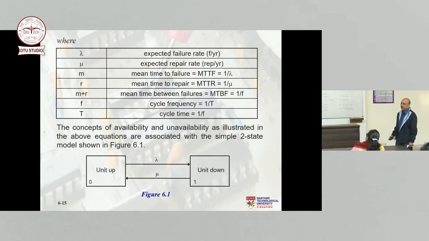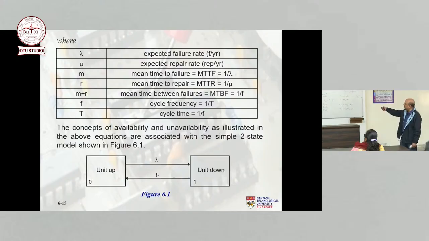So you must be familiar with all this terminology. Lambda is the expected failure rate, mu is the expected repair rate, small m is the mean time to failure, small r is the mean time to repair, m plus r is the mean time between failures, f is the cycle frequency, t is the cycle time, right? We already went through this, I believe, sometime yesterday, so it shouldn't catch you by surprise.